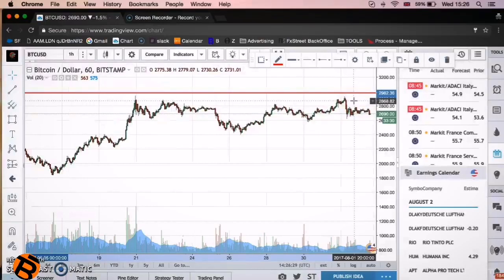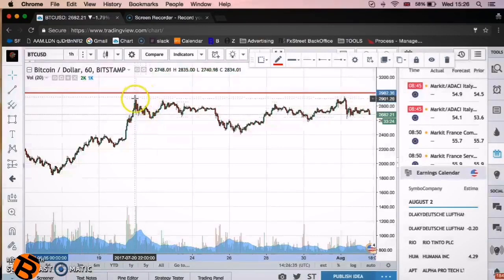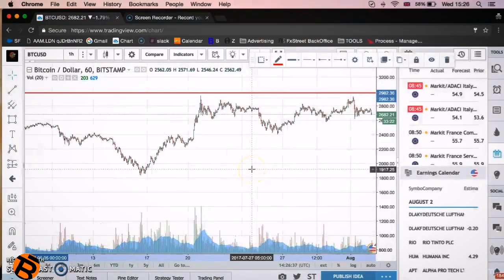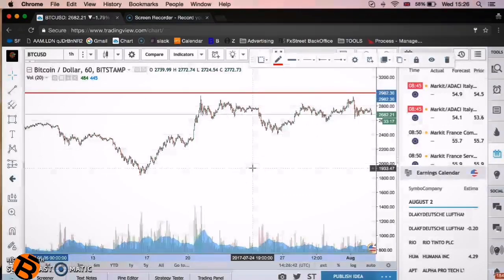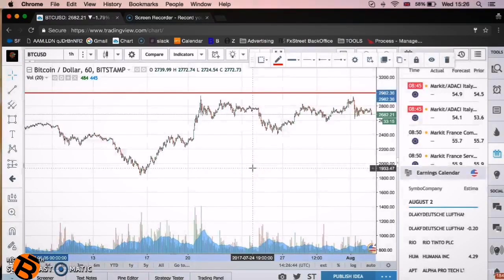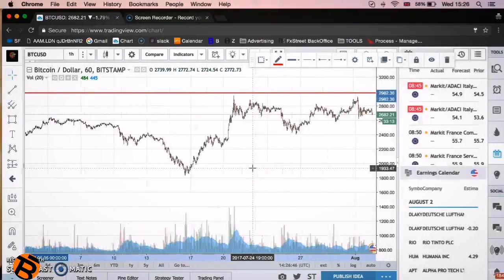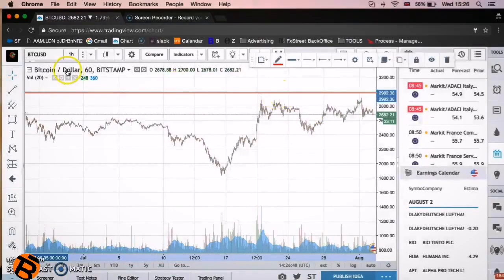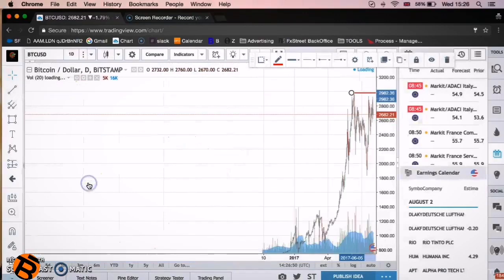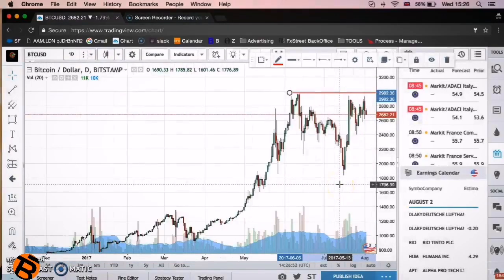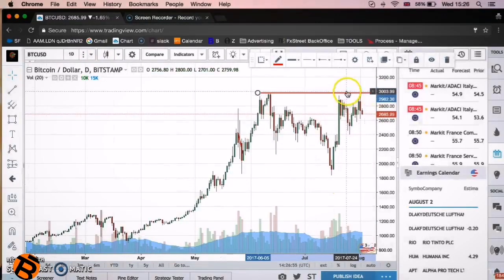As you can see, there are a lot of participants around those levels who are selling the pair or closing their long positions, which means that they don't really believe that the price will break through those levels, and they're scared to hold a position for longer than the level of 3000. This is the concept of resistance.